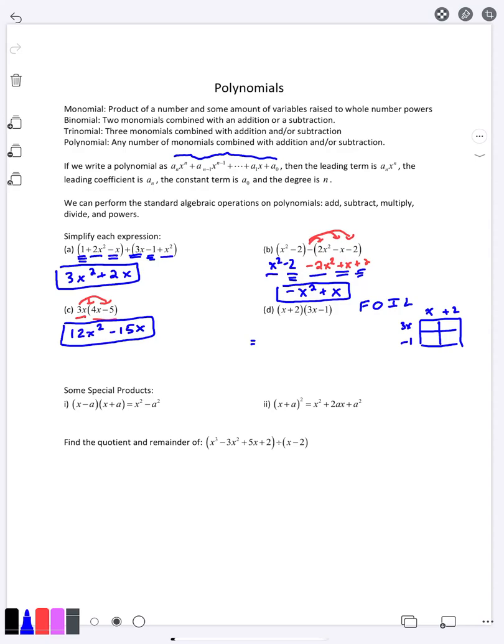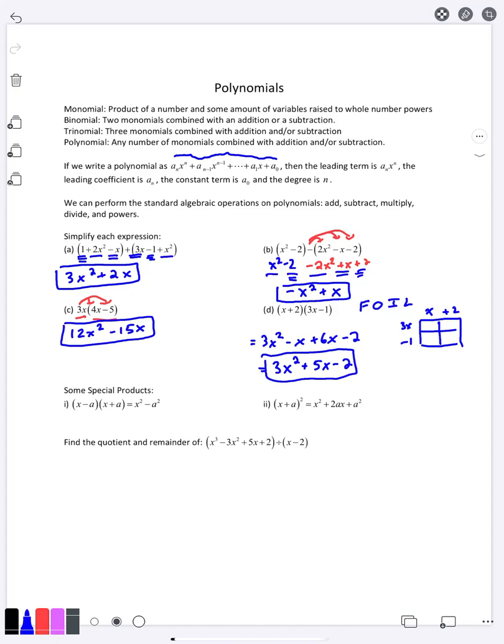So I'd have 3x times x is 3x squared for your first term. The outer, I'd have x times negative 1 is negative x. The inner, I'd have 2 times 3x, which is 6x. And the last would be 2 times negative 1, which is minus 2. And this then combines to make 3x squared plus 5x minus 2.